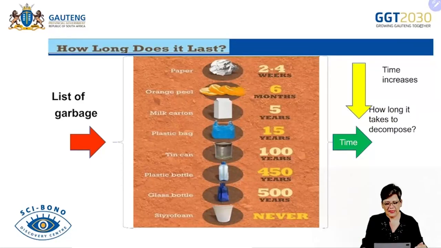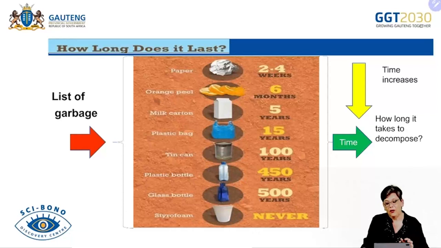So what does the time tell us? Well, this tells us how long does it take for these pieces of garbage, obviously, to decompose. Now, this is really interesting because now you actually see paper only takes 2 to 4 weeks. In comparison to that, a styrofoam cup is really at the bottom there. Never. Oh, that's quite scary to think about that. When last did you have a styrofoam cup and just threw it in the rubbish?